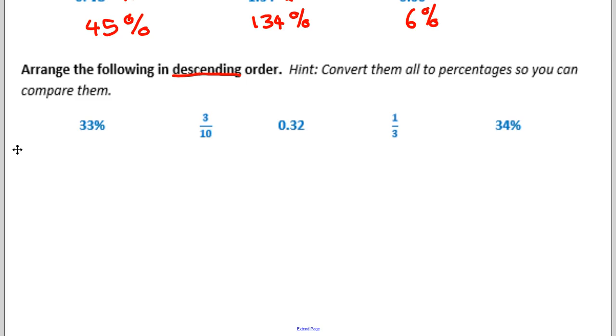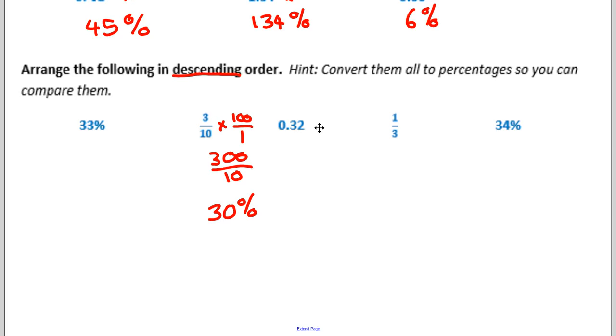So 33%, that's already a percentage. That's great. 3/10, what's that as a percentage? So if you're not sure, just take your 3/10 and times by 100 over 1. 3 times 100 is 300. 10 times 1 is 10. And divide top and bottom by 10, you get 30%. So you might just realize already 3/10 is 30%, because 1/10 is 10%, 2/10 is 20%. But if you don't realize that, this is what you can do.